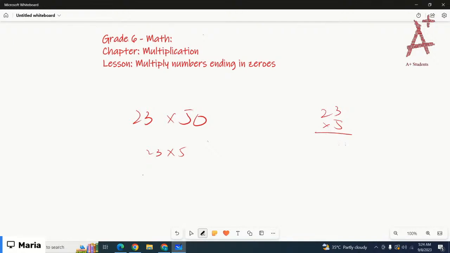Let's just do 5 times 3 is 15, 5 and 1 carry. 5 times 2 is 10 and 1 is 11. That means 23 times 5 is 115, right? You have one zero in the question. You removed the zero. Now let's just put the zero back again. It would be 1150, right? So if your numbers end with zero, multiplying them is very easy because we know that zero times any number equals zero. So you can just multiply the numbers without zero and then add the zero at the end, right?